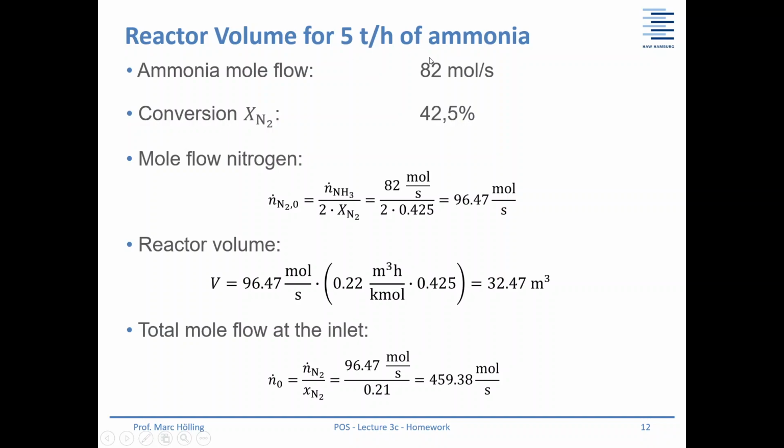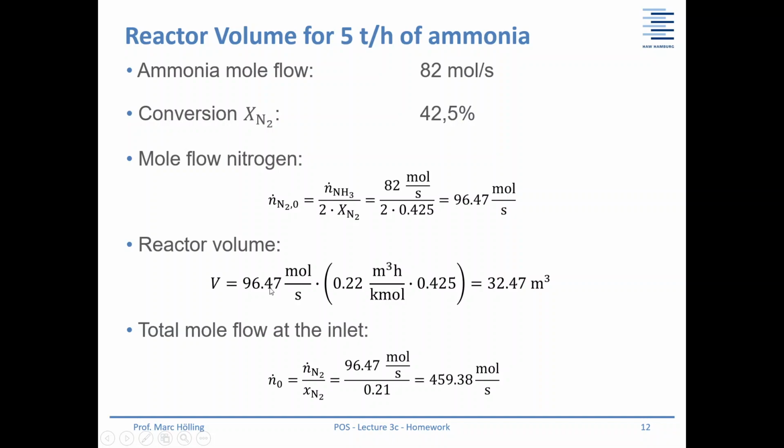By the molar weight, you can say, okay, 5 tons per hour should be equal to 82 moles per second. You have a conversion of nitrogen of 42.5%. And then you can use the table that we had in the beginning. You can use this to find the initial mole flow of nitrogen to the reactor. So this is 96.47 moles per second.